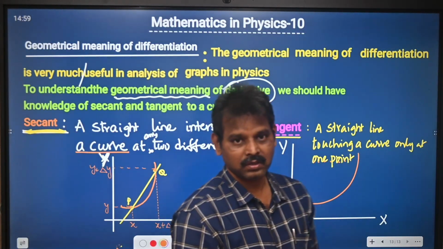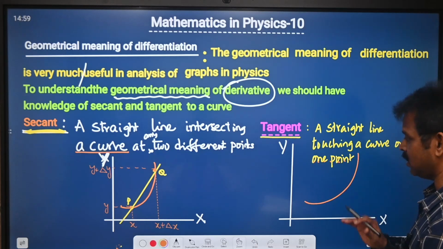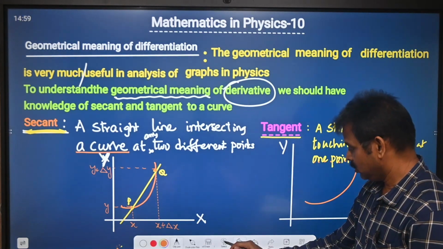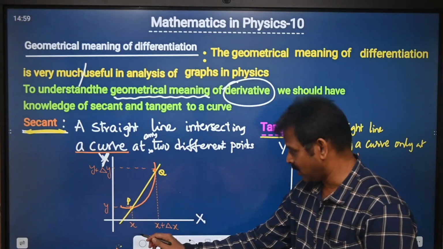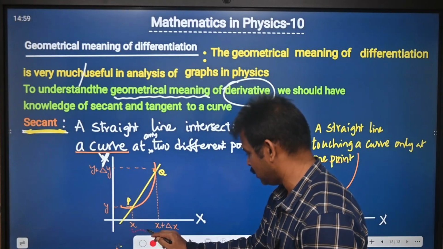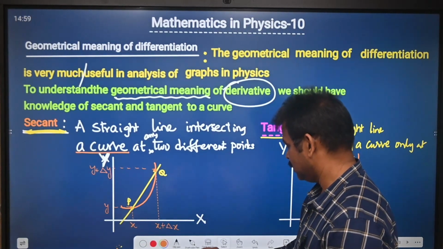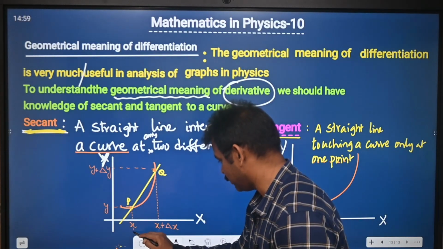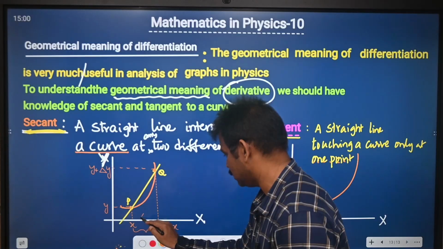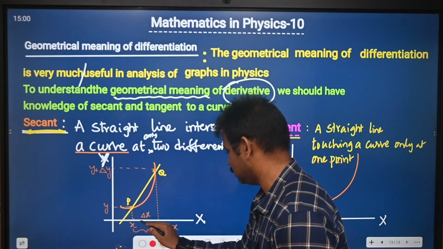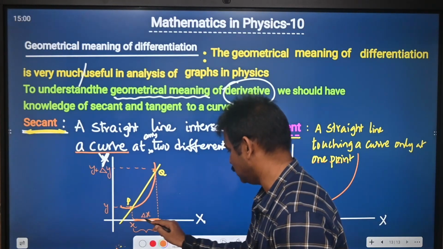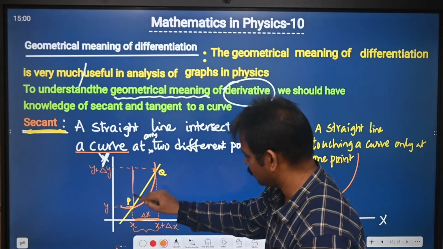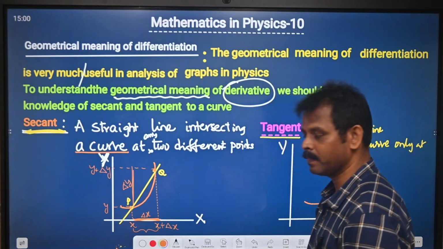In this, students, let me take the same diagram. This is a similar diagram. Now, if you reduce this delta x, from here to here, this distance we call delta x. The horizontal distance between P and Q is delta x. The vertical distance between P and Q is delta y.